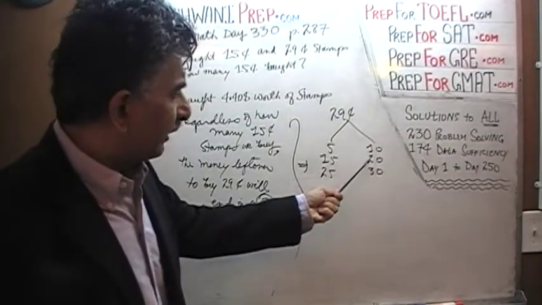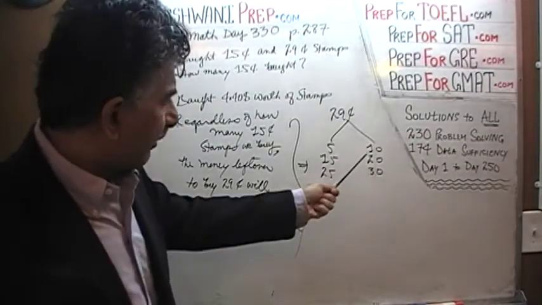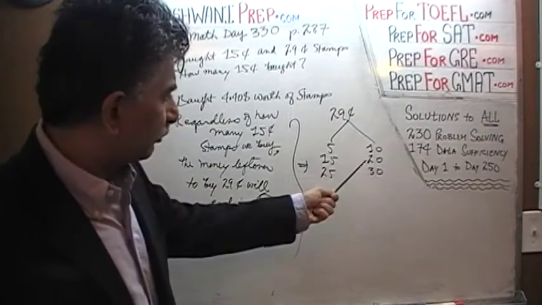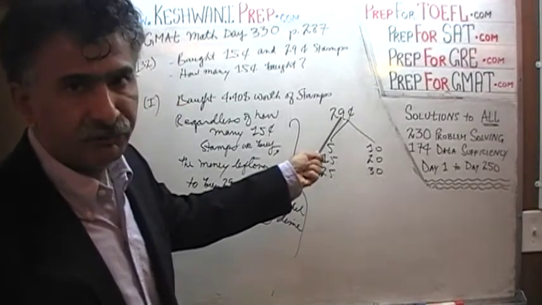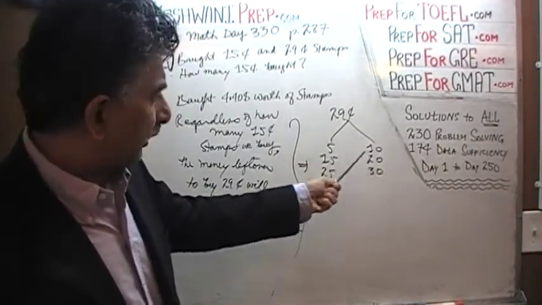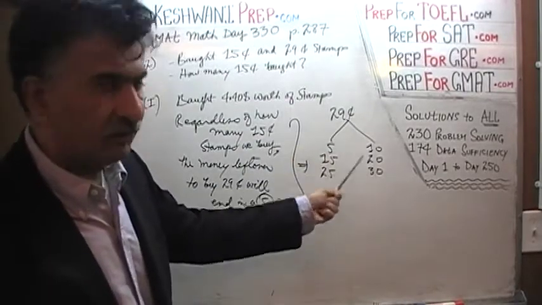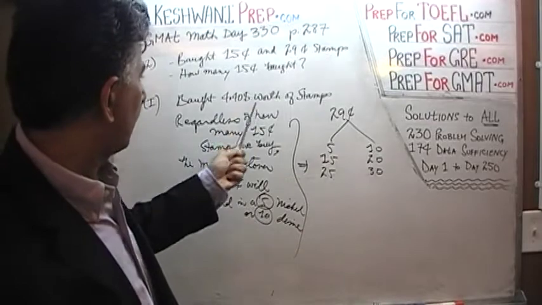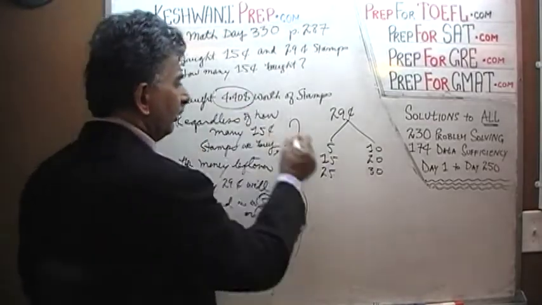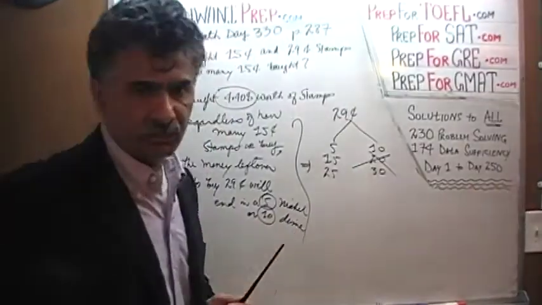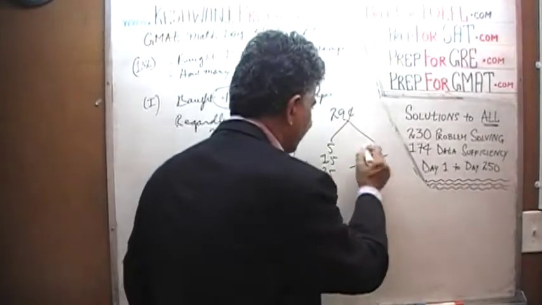We cannot possibly buy 20 or 30 stamps because 20 stamps at 29 cents would be almost $6. 10 cents, two of them are $2.90, almost $3. 20 of them are going to be $6. This is going to be even $9. We only have $4.40. We cannot buy 20 stamps. We don't have money for 20 stamps. We don't have money for 30 stamps. There we go.